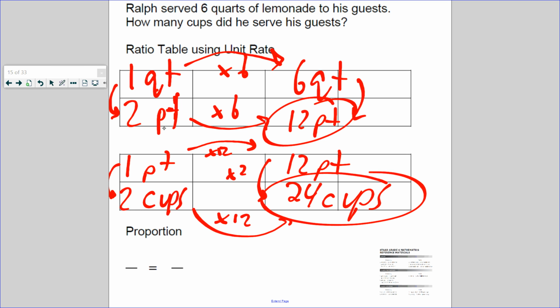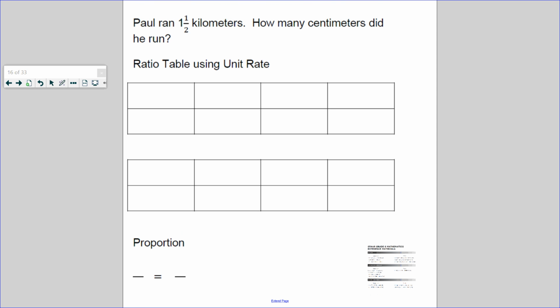So every quart has 2 pints. So if you have 6 quarts, that's saying you have 12 pints. And every pint has 2 cups. If you have 12 pints, it's the same as saying 24 cups. And our last one: Paul ran 1.5 kilometers. How many centimeters did he run?